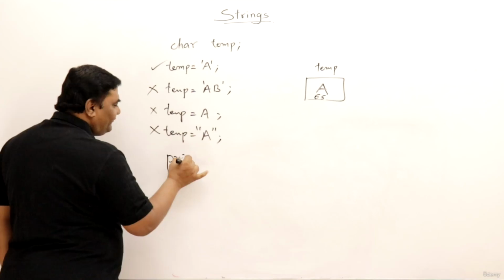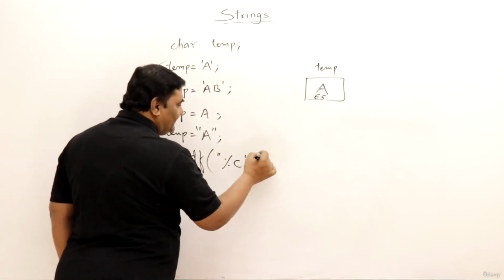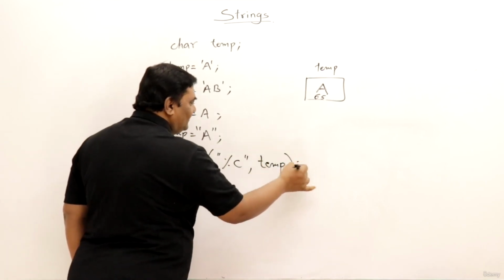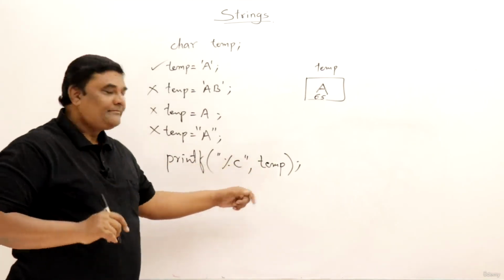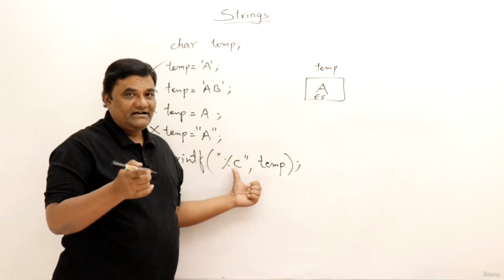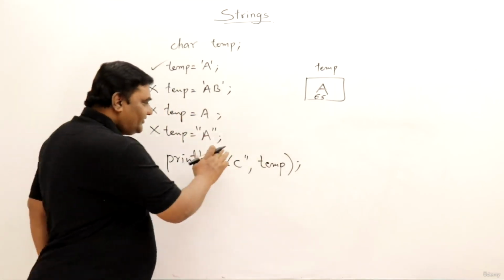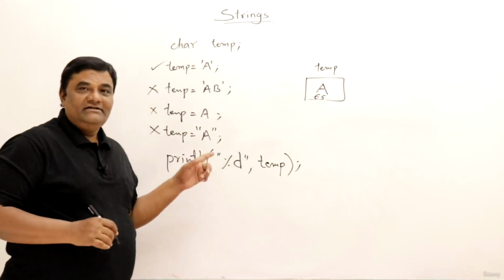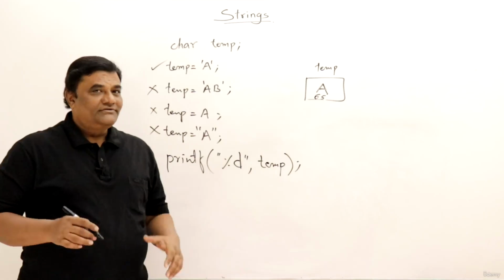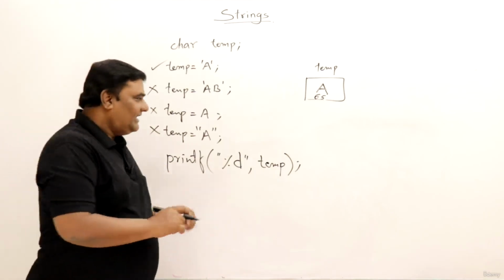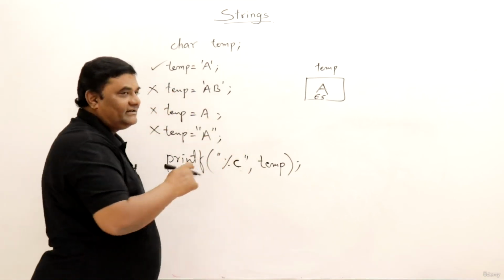I can use printf for printing that alphabet: printf with percent c and the variable name temp. Now the value of temp is 65, so actually printf should print 65, but we have given the control character c, so it will print the letter A on the screen. Instead of c, if I make it %d, the decimal integer type, it will display 65 on the screen. So with this you can understand that basically it is 65. As we said that we want this in character form, printf will print that as A.